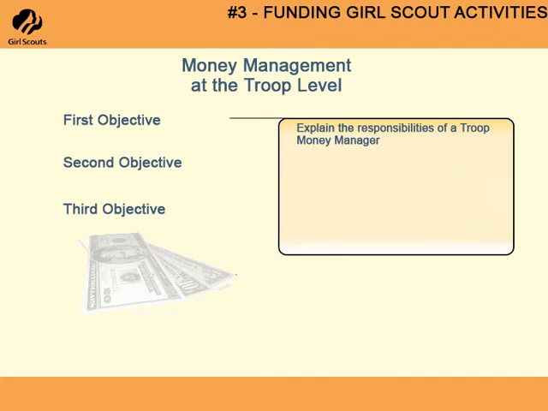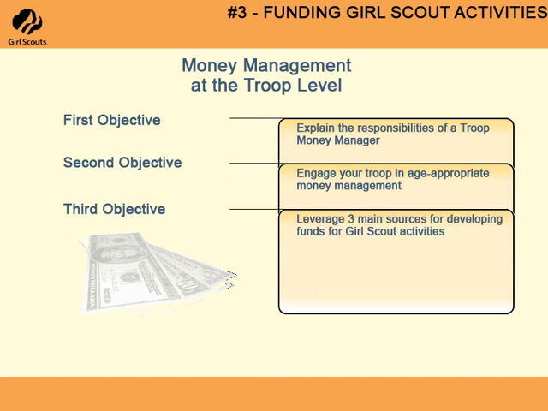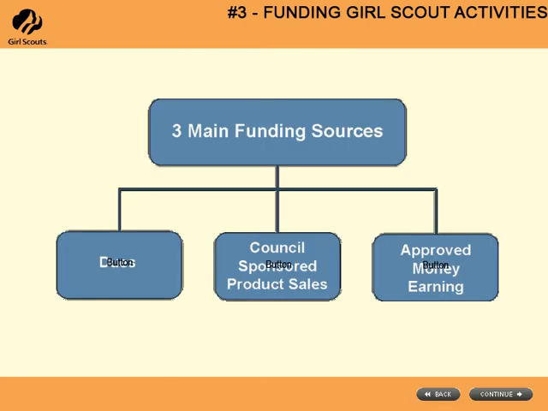We've explored the role of a money manager and began to touch the surface on girl progression within money management. Let's talk about the three main sources for developing funds for Girl Scout activities and girl progression within those three areas. Parents or guardians might pay the modest cost for some program activities, especially at the daisy level. But most development of troop funds is initiated by girls and comes from one of three sources: dues, council-sponsored product sales, and approved money-earning projects. Click on the subject area you would like to explore.